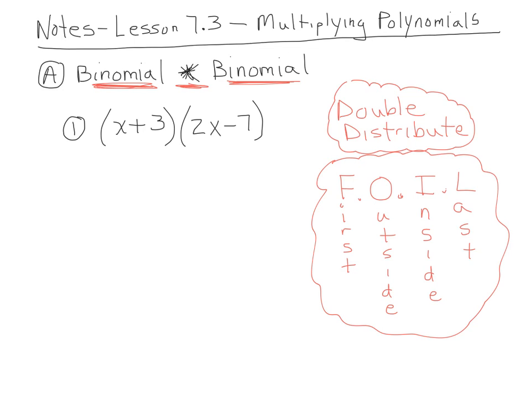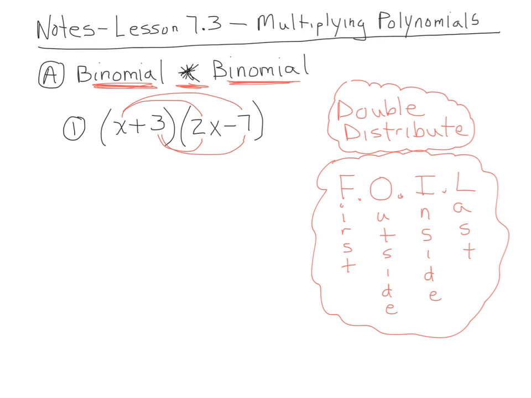Double distribute. You're going to take and just distribute each term here. Each of these terms get distributed to each of these. So you're going to take the x and distribute it, and then you're going to take the 3 and distribute it. So that's why I call it double distributing.